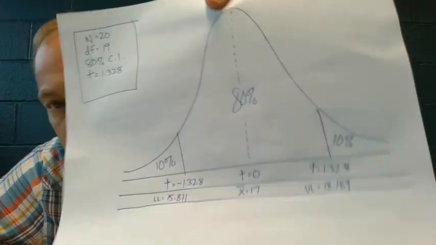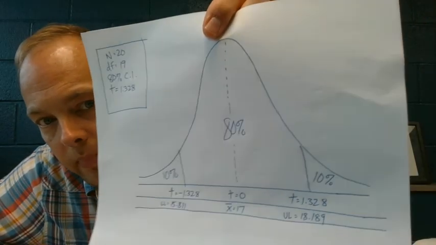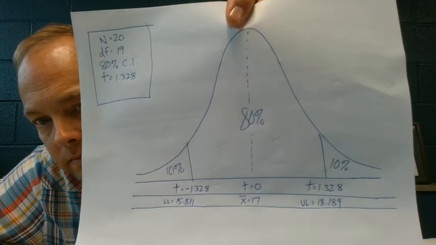And then last but not least, I'm going to put my mean of 17 in the middle, and I'm going to put my upper limit from our math of 18.189 on the right, and our lower limit of 15.811 on the left. Boom. That's what that looks like.